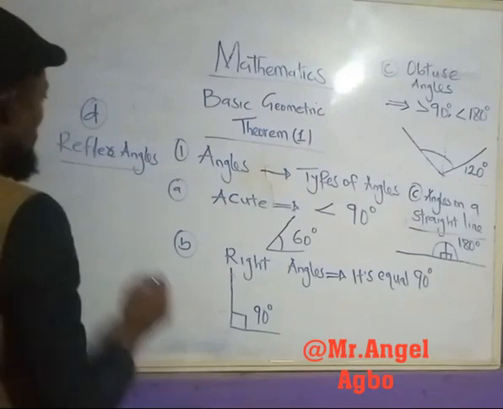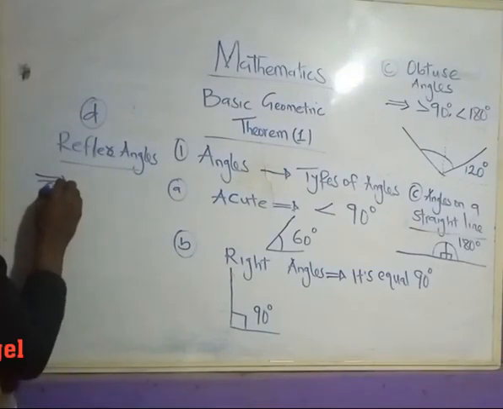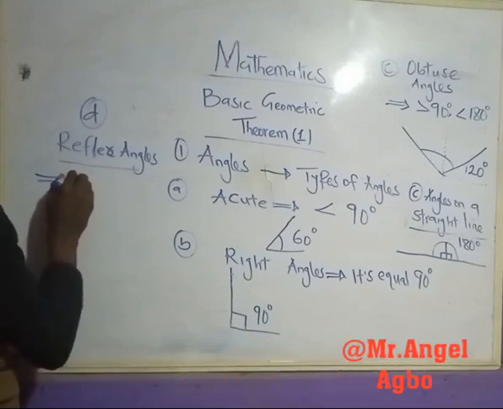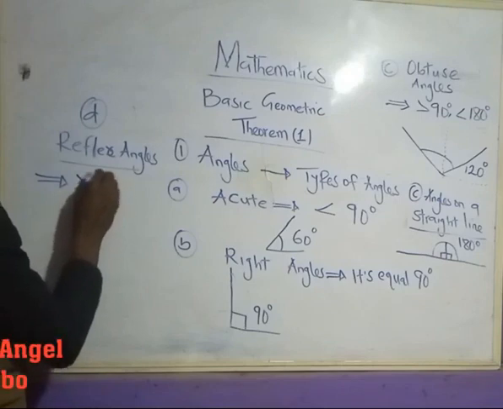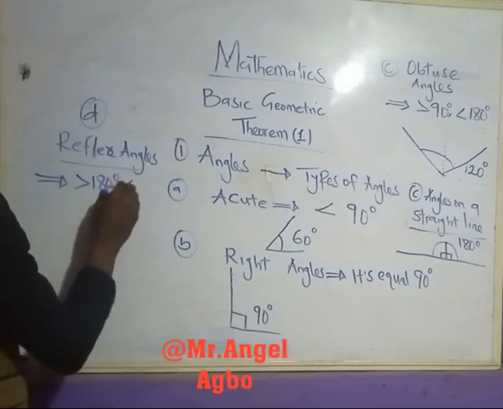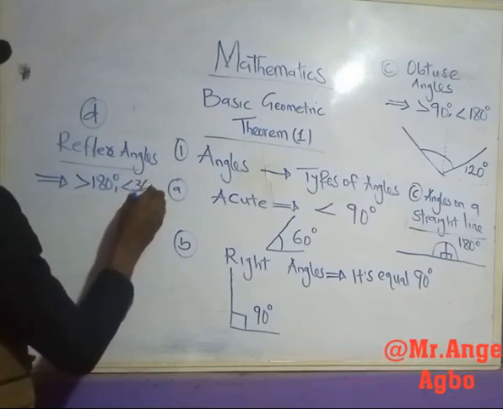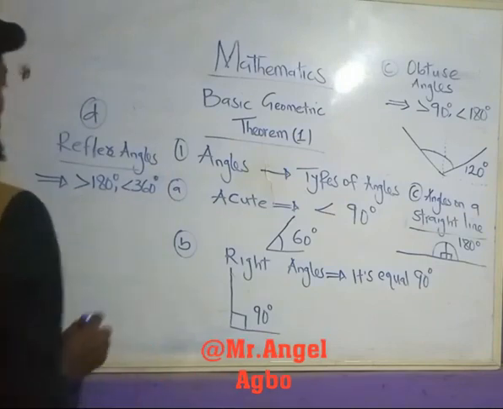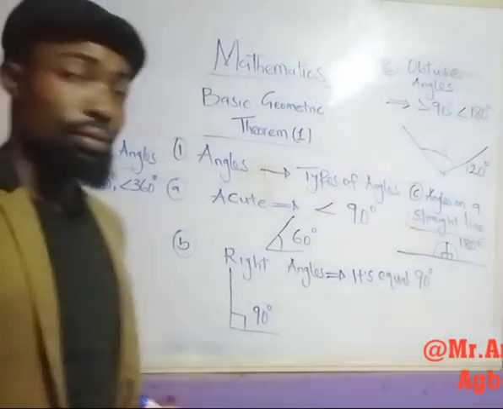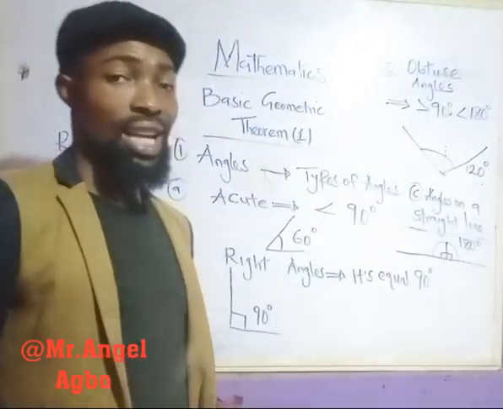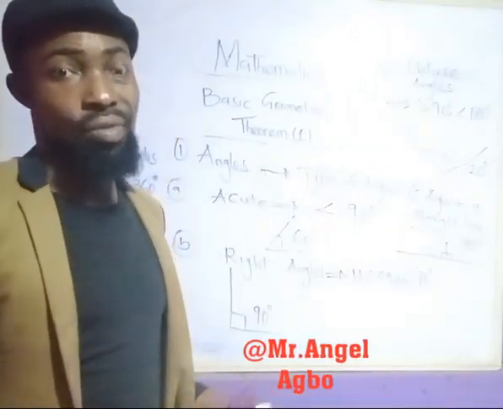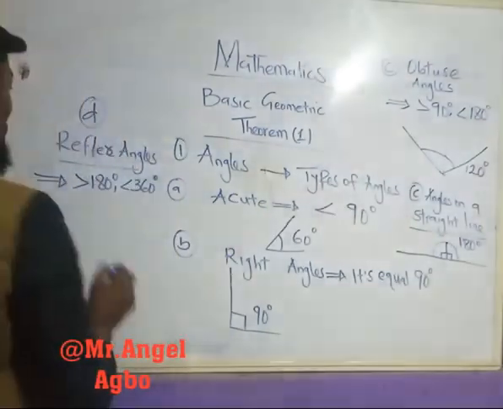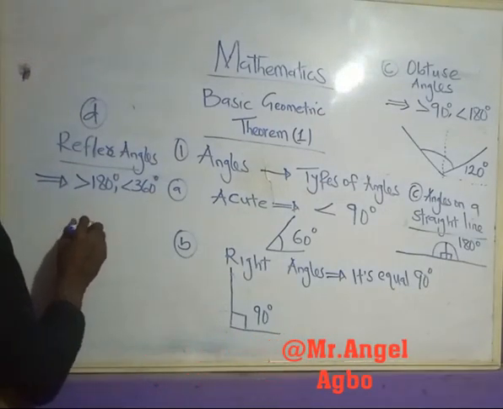Do you get that? So we can say that it's greater than 180 degrees, but less than 360 degrees. So when an angle is greater than 180 but lesser than 360 degrees, we call that angle a reflex angle. A reflex angle could be this way.